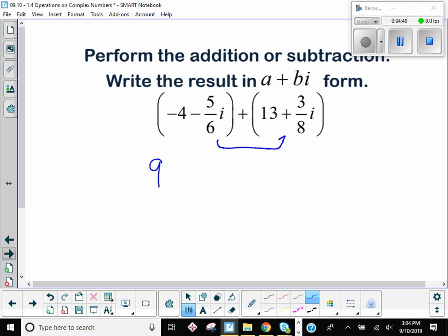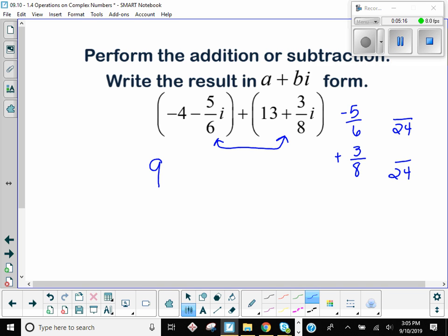Combining these pieces right here, we only have to do the math on the coefficients. So I'm just going to pop the fractions off of the i for a second and do some scratch work over here. Negative 5/6 plus 3/8. What's a good common denominator for 6 and 8? 24. Excellent, right? We could go bigger, but why? That's going to make our numbers harder to deal with. So we're going to make common denominators of 24.